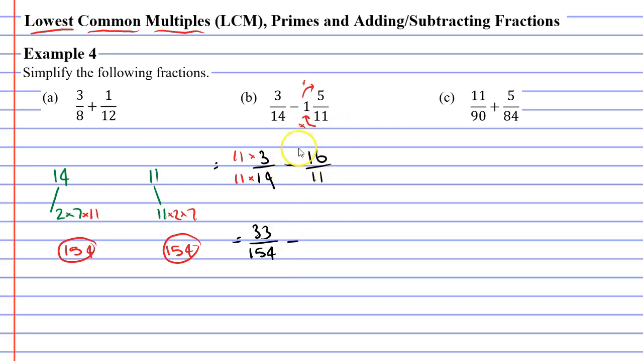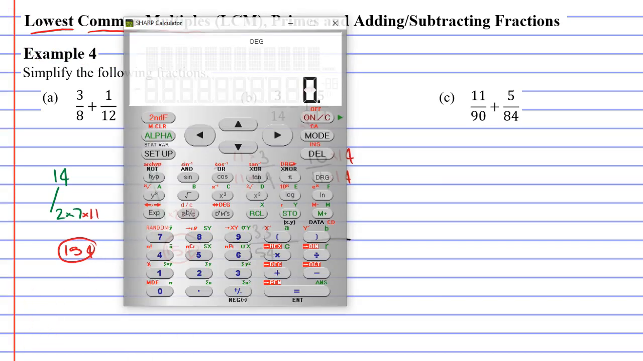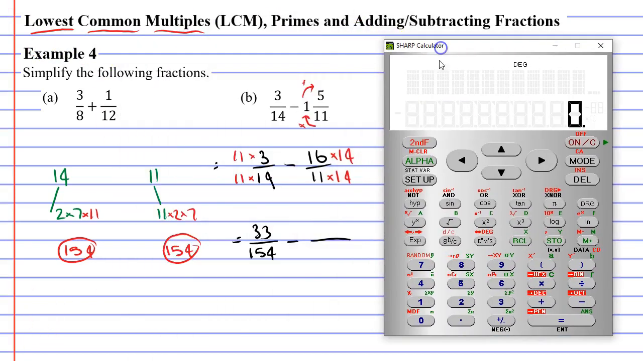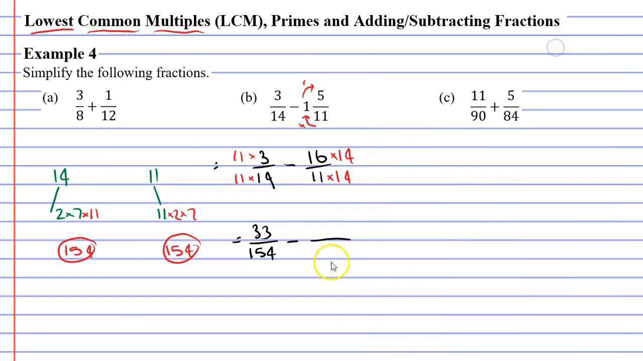What am I going to multiply the second fraction by? Well, looking at my 11 here, I multiplied it by 2 and 7. Now, 2 times 7 is just 14. So I'm multiplying the denominator by 14 as well as the numerator by 14. What do I get when I do that? Well, I think this is one of those cases where I'm going to cheat a little. 16 times 14 is 224.